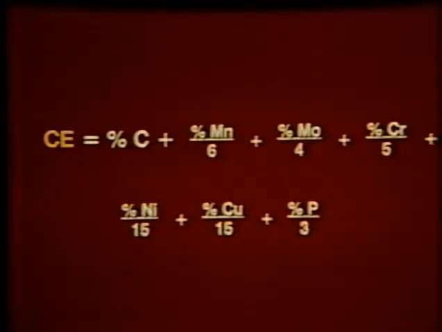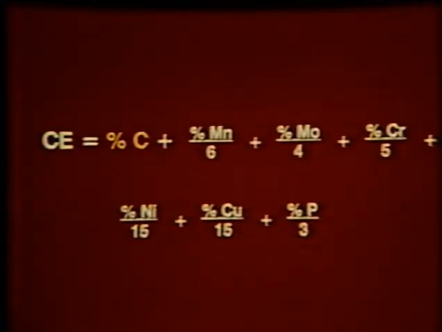Many engineers use a carbon equivalent equation to determine the hardenability of steel. Typically, this equation may be given as the sum of the carbon percentage plus reduced amounts of other existing alloys present in the material which affect the hardenability.